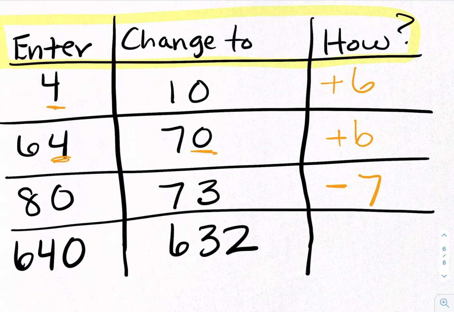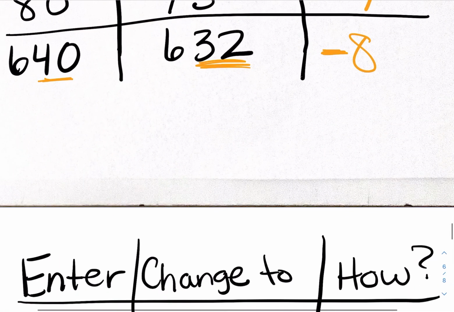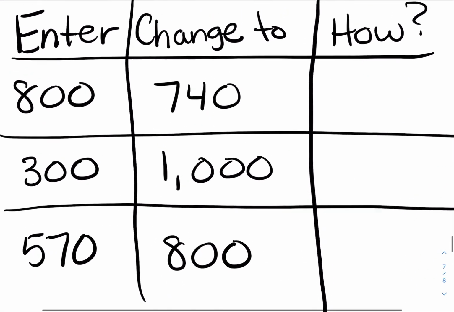640 goes in. I change the number to 632. What happened? Well, first, did it get bigger or smaller? It got smaller. But by how much? Well, for this one, let's look just at the tens and the ones. To change from 40 to 32, how much got taken away? 8 got taken away.